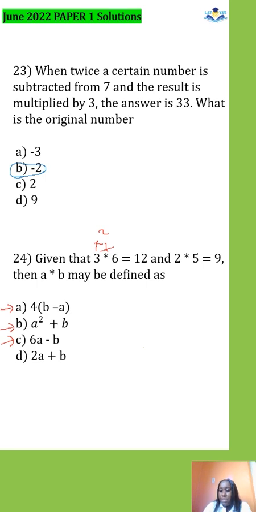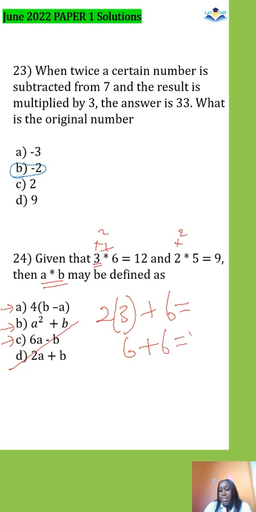And I want to get 9, so I know that 4 plus 5 is 9. So if I multiply 2 by 2, I'll get 4, and 4 plus 5 is also 9. So that means this A asterisk B would be defined as D, 2A plus B. A is the first number, so it's 2 times A, 2 times 3, plus what was B? 6. So you see, I got 2 3s are 6, and 6 plus 6 is 12. And the same thing for the second part. 2 times A, 2 times the first number, plus 5. 2 2s are 4, plus 5 is 9.